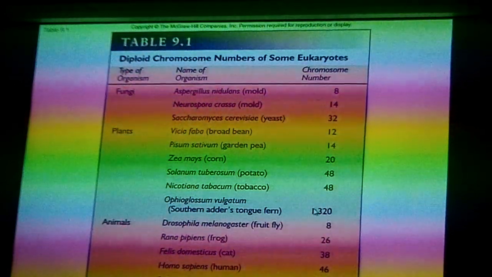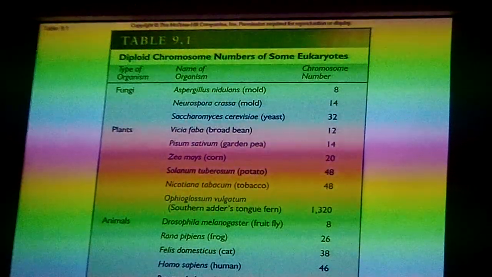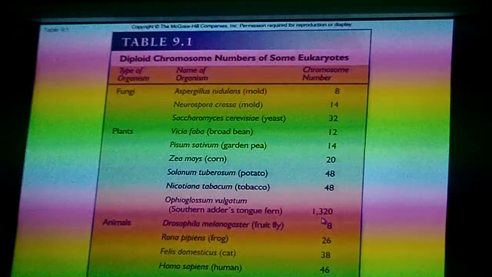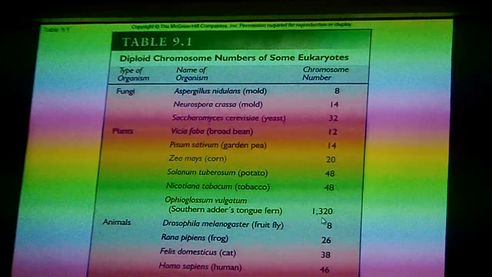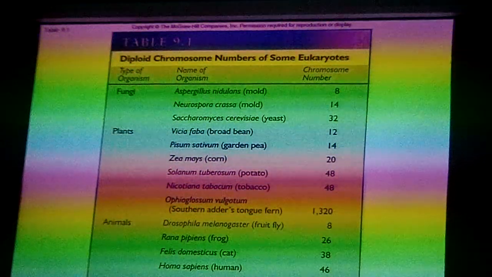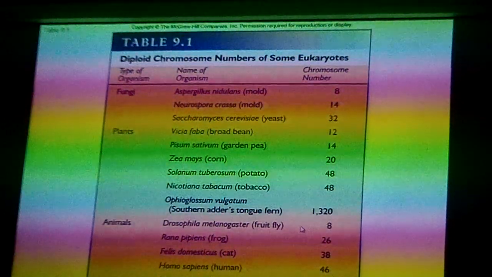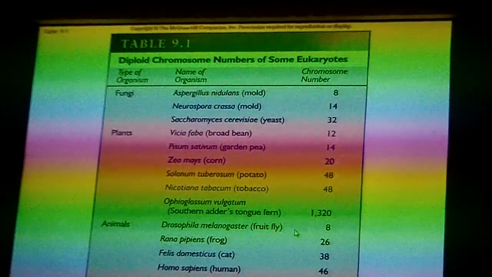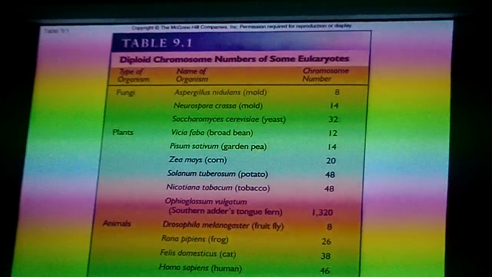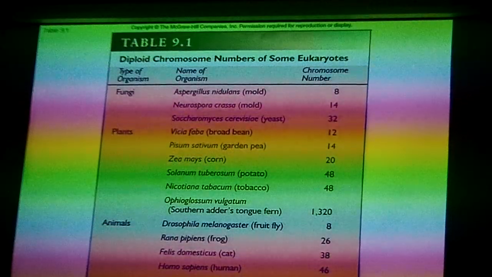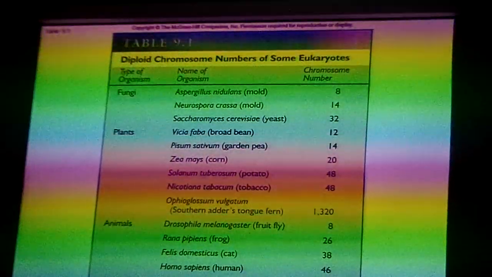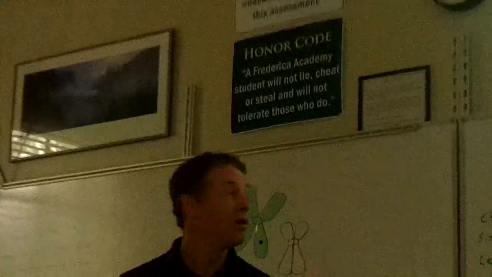That doesn't mean the southern adder's tongue fern is more complicated than a human. It means its chromosomes are smaller. They're real tiny chromosomes, and humans have bigger chromosomes. Why are there different sizes of chromosomes? That's just the way it evolved over billions of years. Some chromosomes are longer than others, and the reasons for evolution are complicated, and we don't know them all.